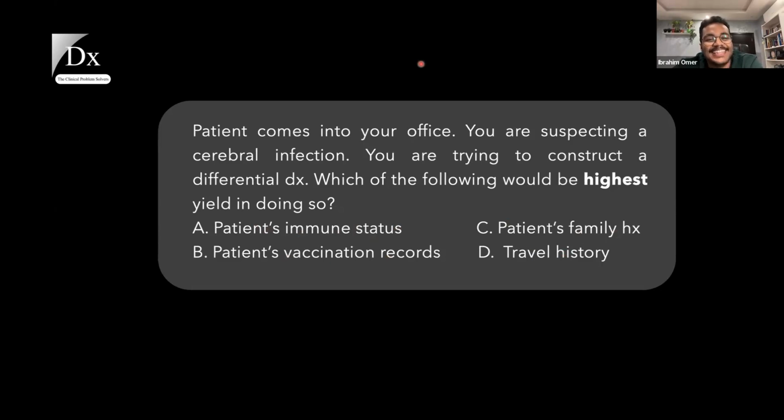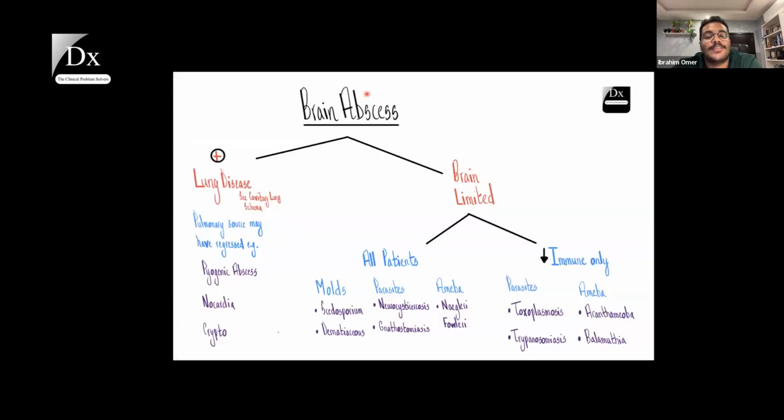Okay, so I can see that the majority are sending A, the patient's immune status, which is the correct answer. When you suspect a brain abscess in a patient, the first thing that you need to do is look into whether or not there is lung involvement in the patient. And you have to be aware that brain abscesses take time to develop. They do not develop overnight. So even if a patient presents to your office without lung involvement, it may be that the lung involvement has resolved by the time they are now presenting with the brain abscess.